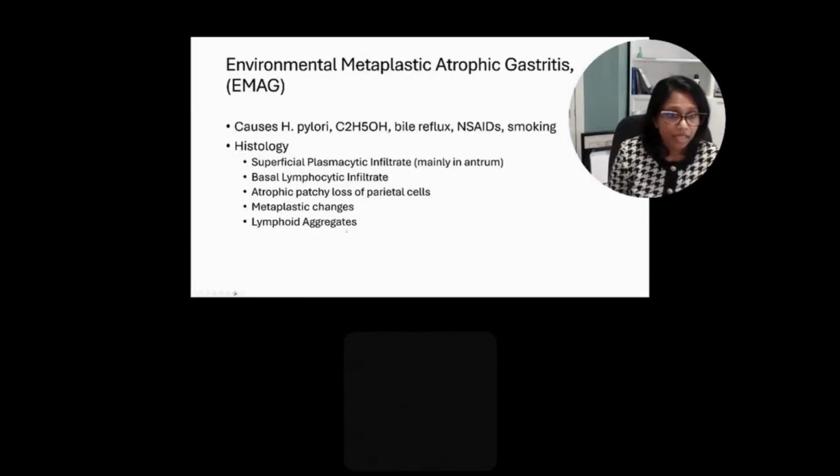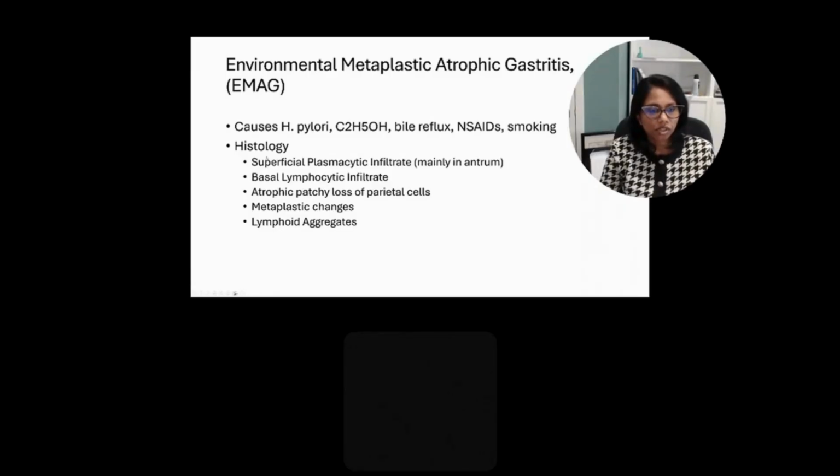So the next is the environmental causes of metaplastic atrophic gastritis, and it can be a spectrum of causes. The morphological features are less rigid and not as pathognomonic. It can be a spectrum of features. So the causes are H. pylori gastritis, as mentioned earlier. It doesn't necessarily have to have activity. Alcohol, bile reflux, NSAIDs, again, the usual insults and common characters that result in these different gastritides.